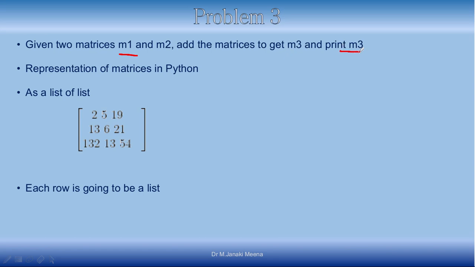So the first thing we have to discuss is representation of matrices in Python. Actually it is going to be represented as list of lists. Consider this 3 cross 3 matrix. This is the first row, second row, third row. How will we represent it in a list? Each row will be a list. So your matrix is going to be a list of rows.